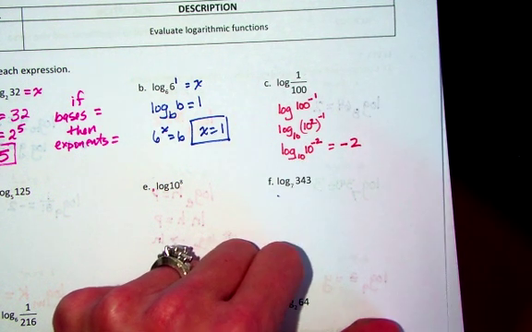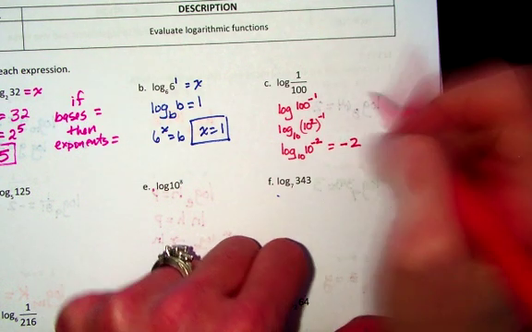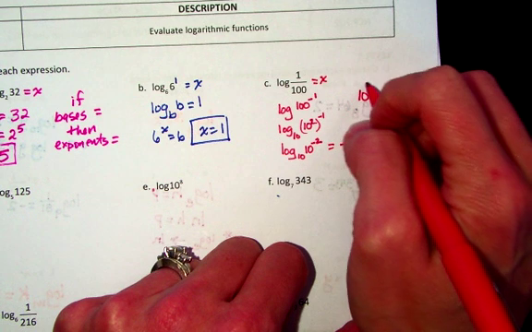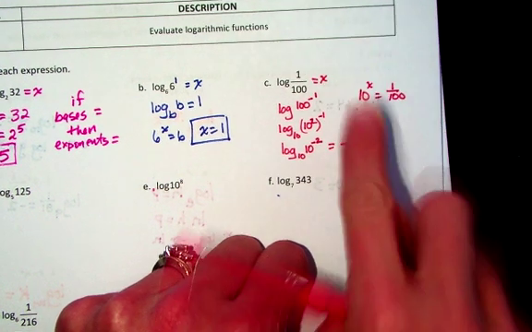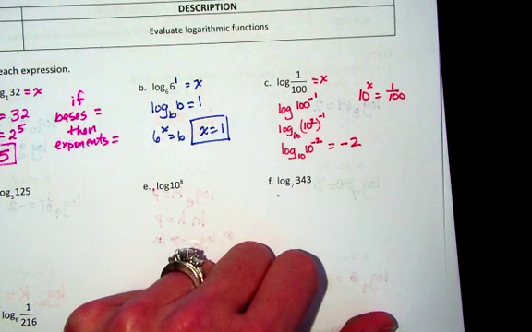Okay? Now, some of you, again, just want to change forms. So you'd say, all right, well, what's the base here? The base is 10. I don't know the exponent, so I'm going to give it x equals 1 over 100. And then you would have to be like, well, 10 to what power is 1 over 100? And it's 10 to the negative 2.